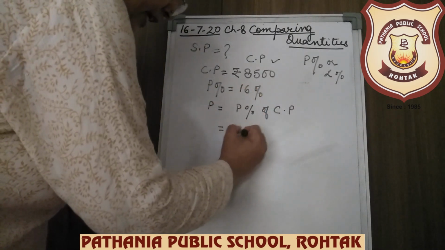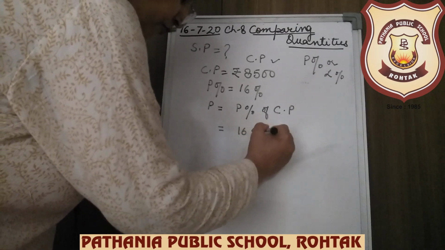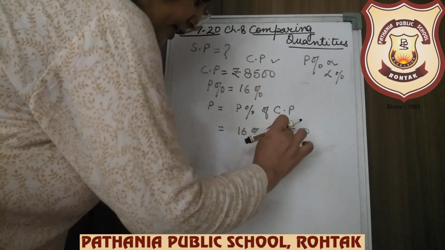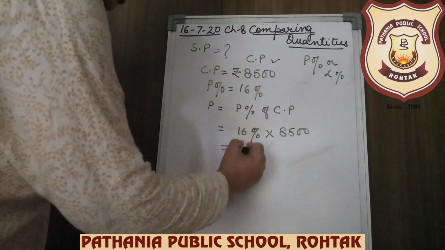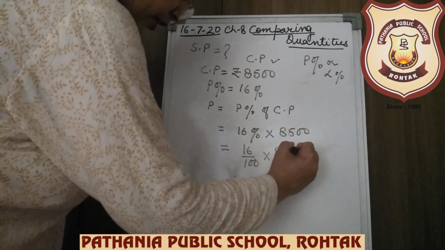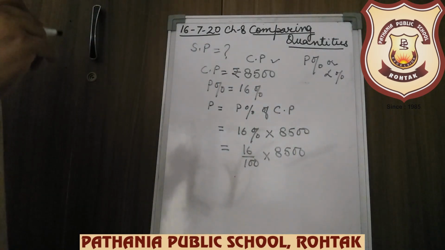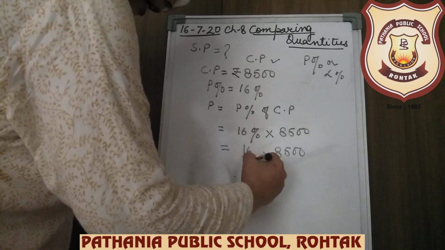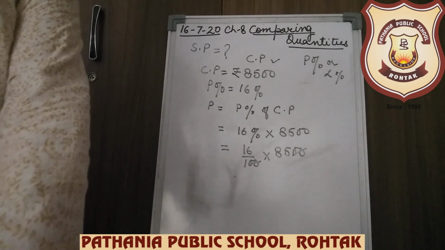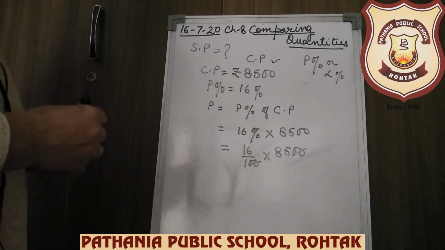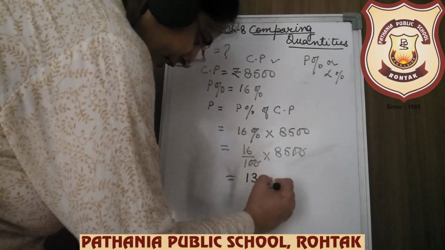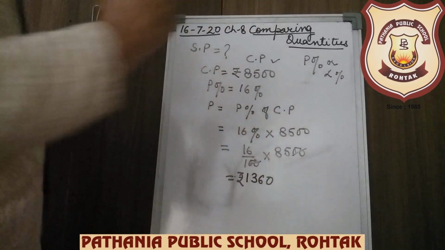So profit percent is 16%. Of means multiplication. CP is 8500. 16% means 16 upon 100 into 8500. You have just put the values and these two get cancelled. Now what are you left with? Multiplying 16 with 85, you will get 1360 rupees as your profit.